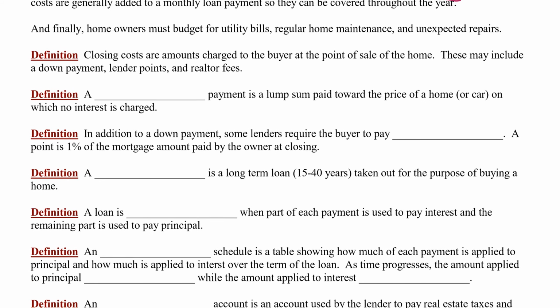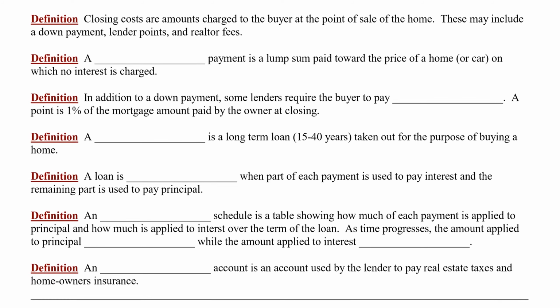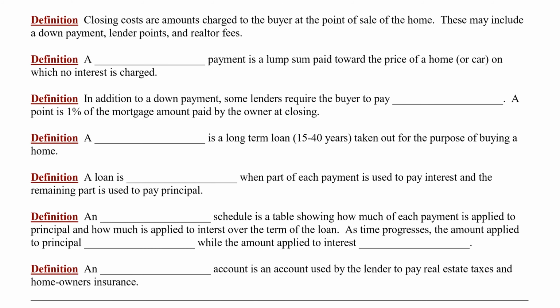Closing costs are amounts charged to the buyer at the point of sale of the home. These may include a down payment, lender points, and realtor fees. So when you actually take the keys to the home, the closing of the deal, that's when you will be paying your down payment and possible other fees such as lender points and realtor fees.